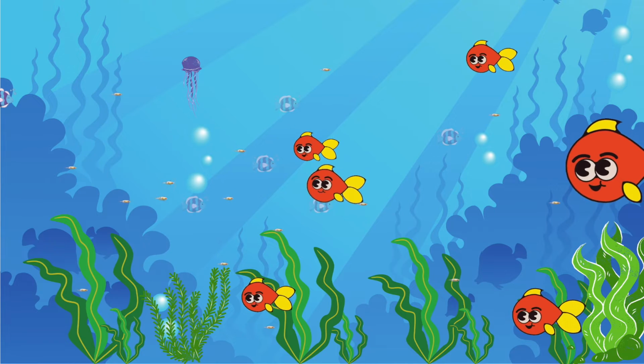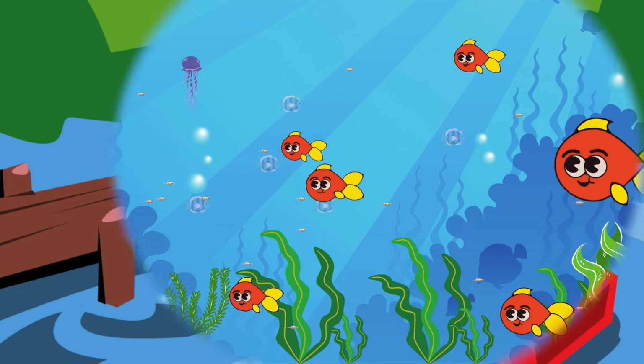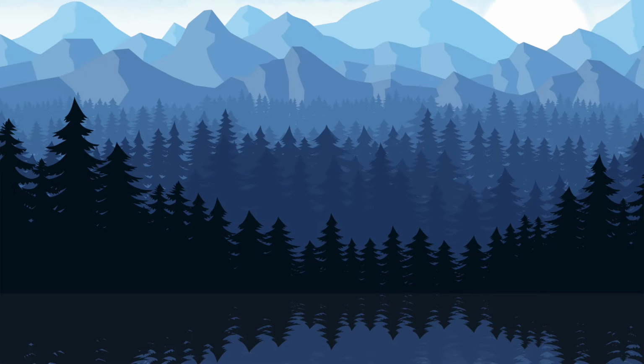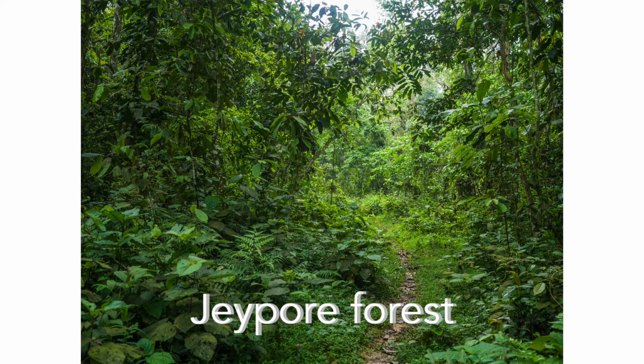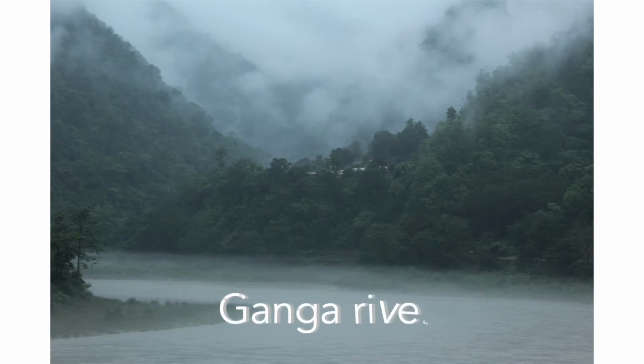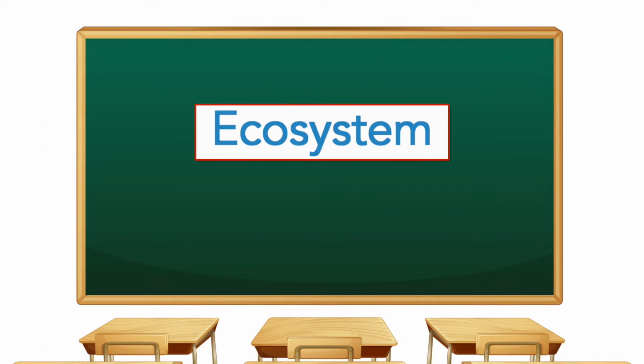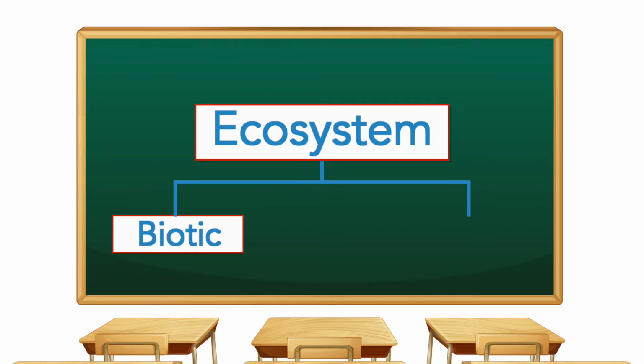The ecosystem that you saw before is very small when you compare it to all the other ecosystems that are out there. You can have ecosystems that are as big as this Jaipur forest in Assam, or this ecosystem along the Ganga river in the state of Ganga. All of these different ecosystems are made up mostly of two types of things: the living things, which we call biotic parts, and the parts that are non-living or abiotic.